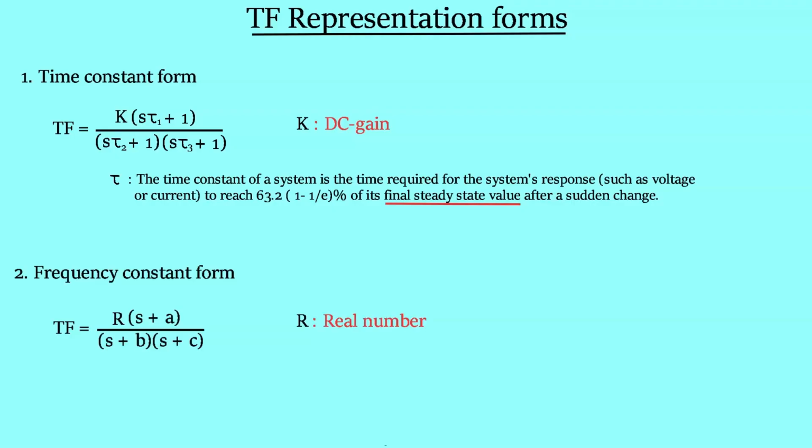The other form of the transfer function is frequency constant form, which we generally use as we can easily find the value of poles and zeros, which we have already seen earlier. Let's quickly move to our main topic, which is the dominant pole concept.